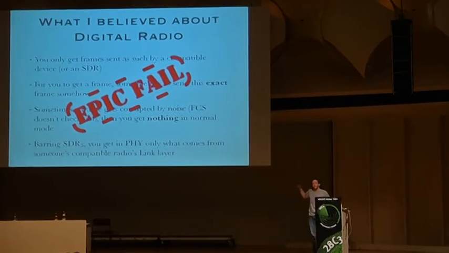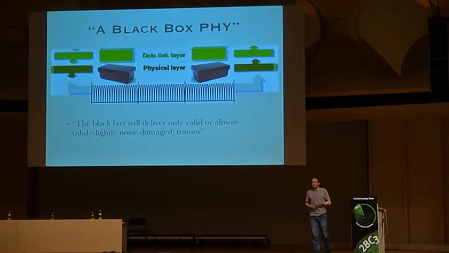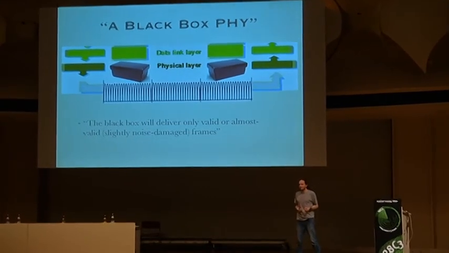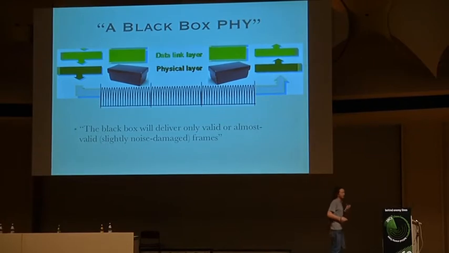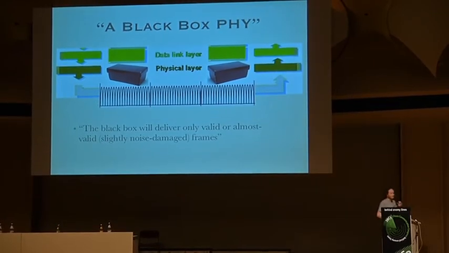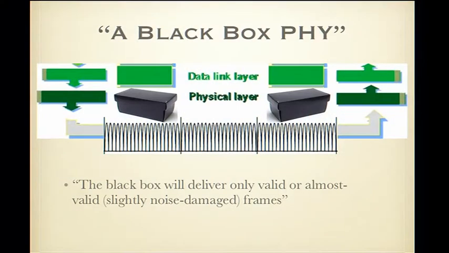So the source of these misunderstandings is that we treat layer 1 as a black box. We don't think that it's our responsibility to learn how it works. And the OSI model discourages us from attempting to learn how it works. And this wreaks all sorts of havoc. We're taught that the black box will only deliver valid or slightly noise-damaged frames, and that this noise can always be identified and taken care of. That's not true.